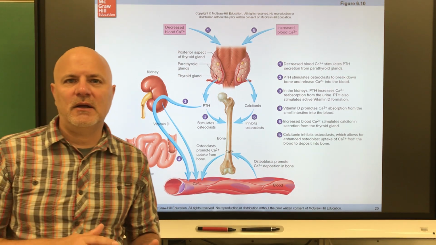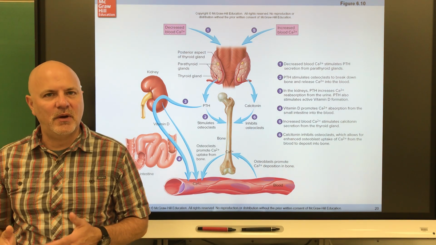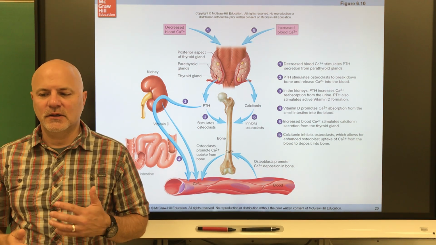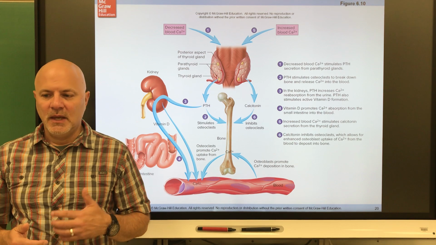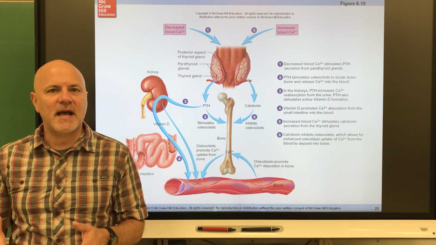So we have two cells involved here. One is osteoblasts, those are cells that produce bone, and the other are osteoclasts, and those are cells that break down bone. Now osteoclasts and osteoblasts work constantly in us.